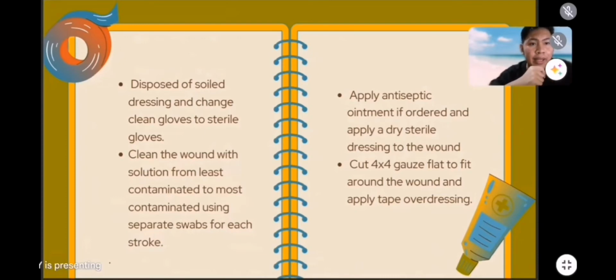Apply anesthetic ointment if ordered, and apply a dry sterile dressing to the wound. You must cut a 4x4 gauze flat to fit around the wound and apply tape over the gauze dressing.